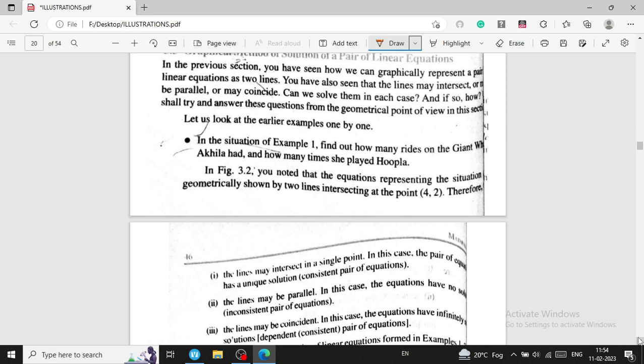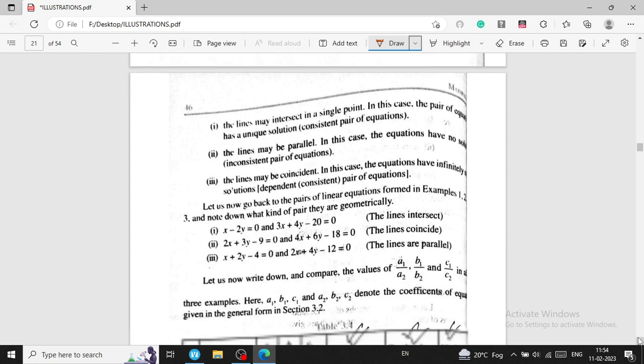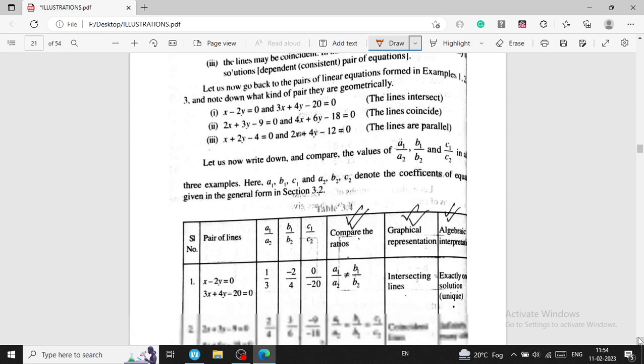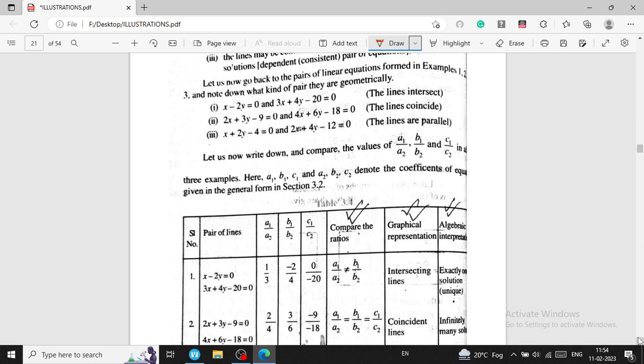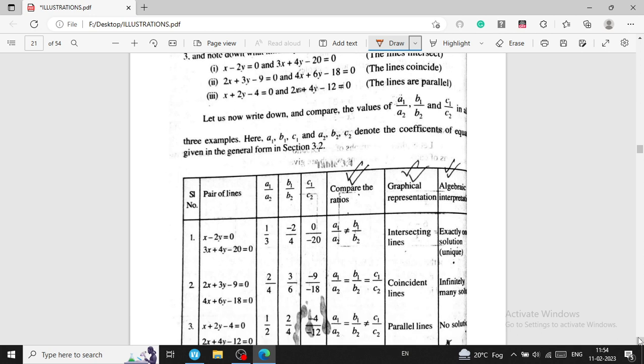Now, the next question is: show when lines intersect, when lines are parallel, and when lines coincide, what will be the algebraic interpretation, what ratios we will compare here, and how to graphically represent them. For example, from this equation we find a1 over a2 not equal to b1 over b2.